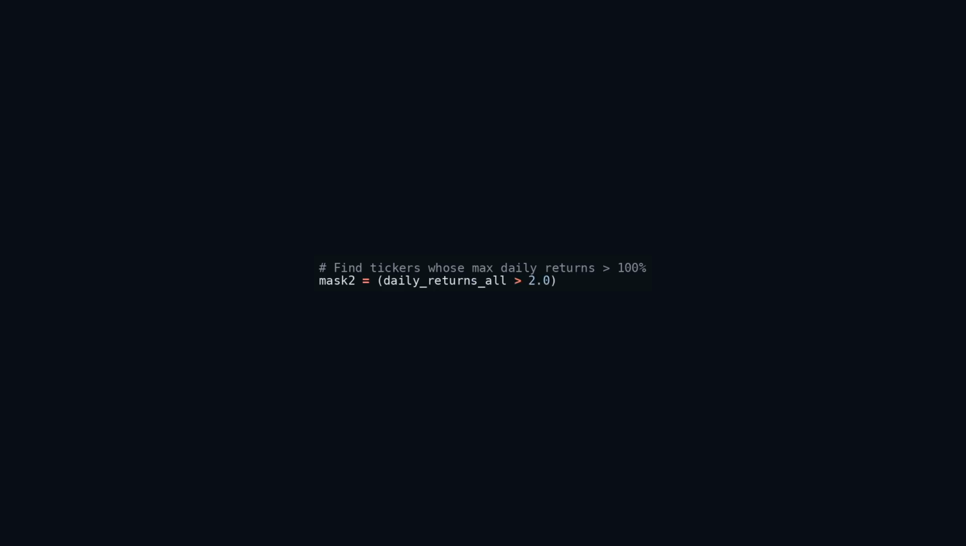This process proves useful in financial analysis or when dealing with stock market data, as it helps identify extreme price movements by pinpointing tickers with maximum daily returns exceeding 100%. Investors or analysts can investigate the reasons behind such movements and take appropriate actions, such as conducting detailed analyses, implementing risk management strategies, or making informed investment decisions.